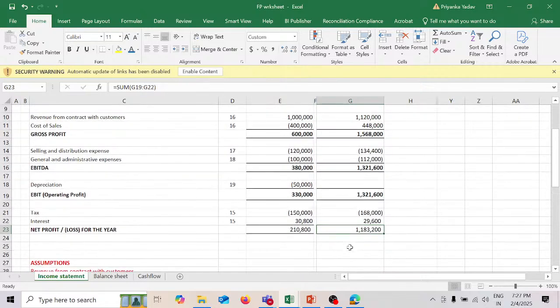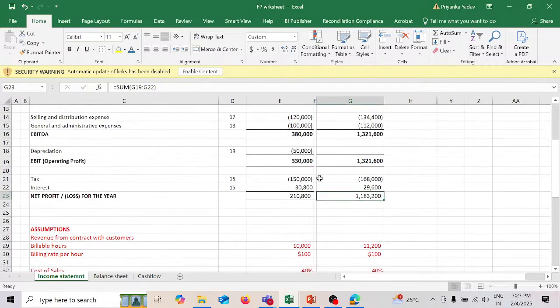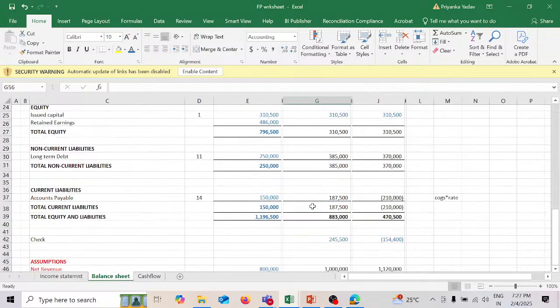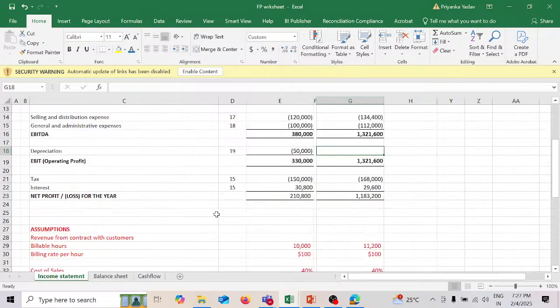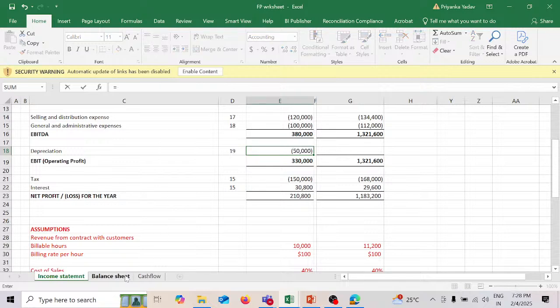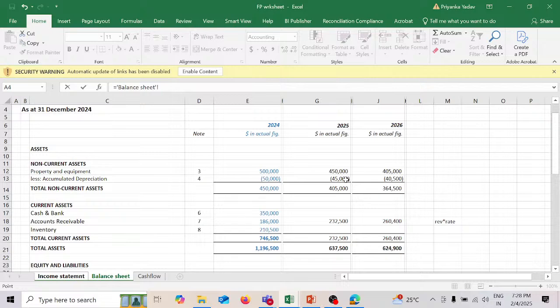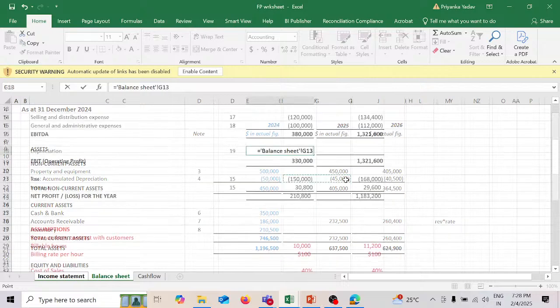So now your income statement is finished. You've completed all the figures except for depreciation. For this year, like for 2025, I have given the depreciation of 50,000. Let's check over here. This is the exact figure for 2025. We'll just input the figure from here itself. So for 2024 it was 5 lakh. After providing the depreciation it got reduced, so this becomes your depreciation amount.